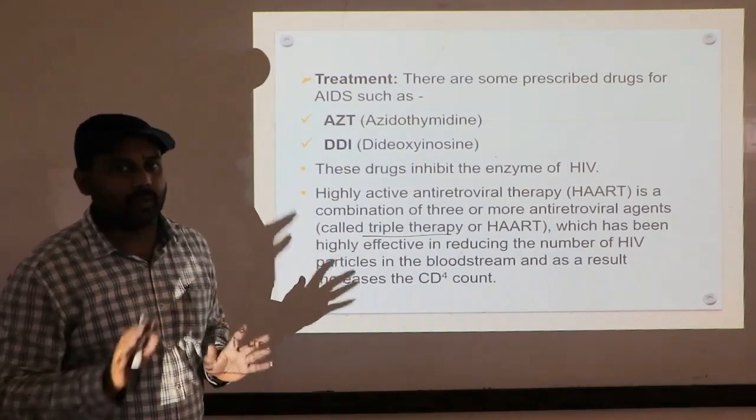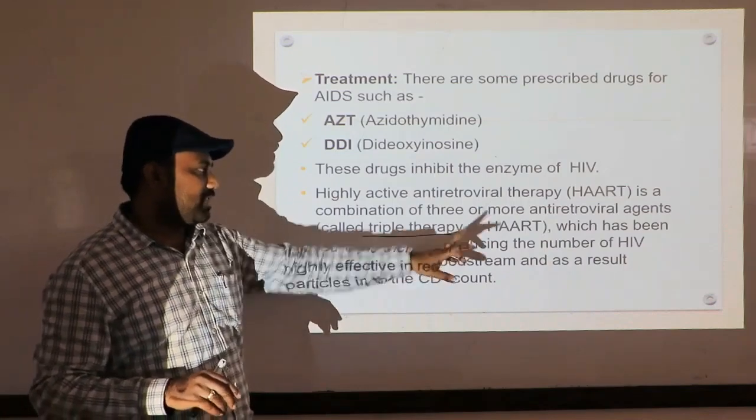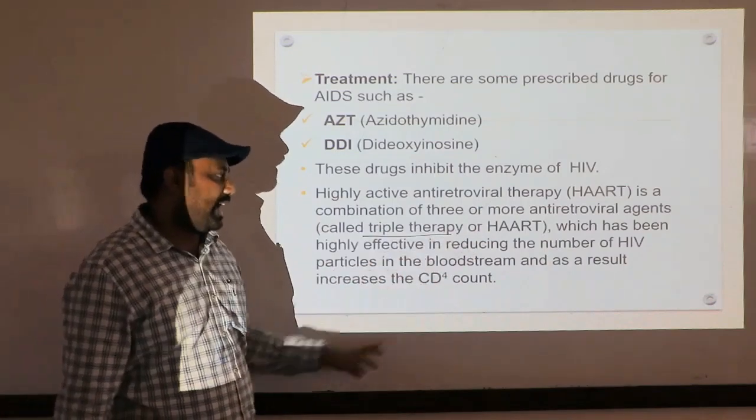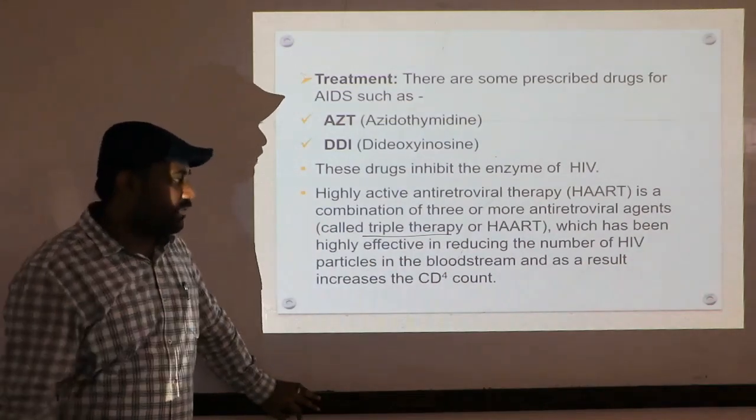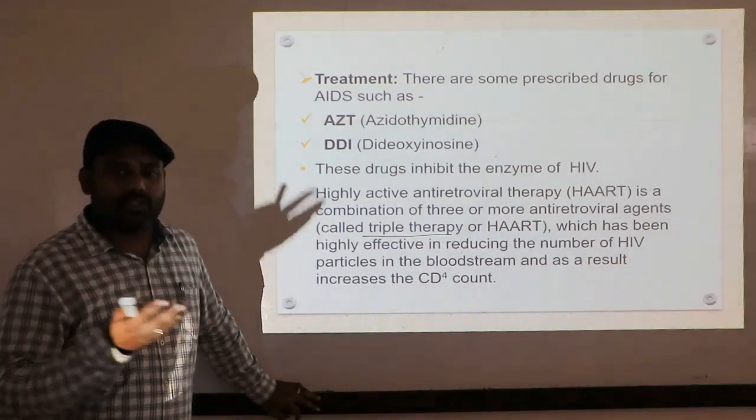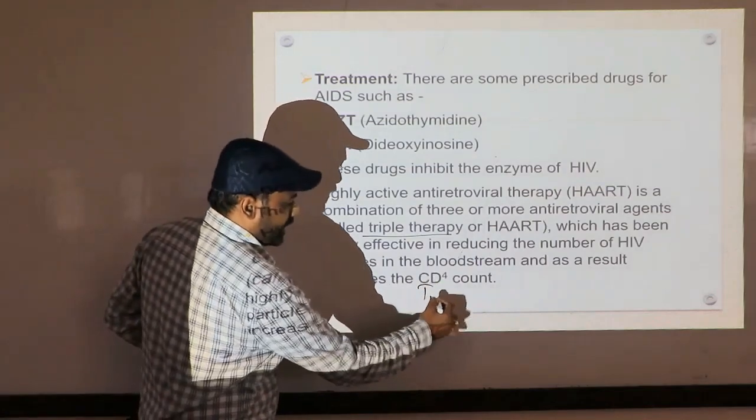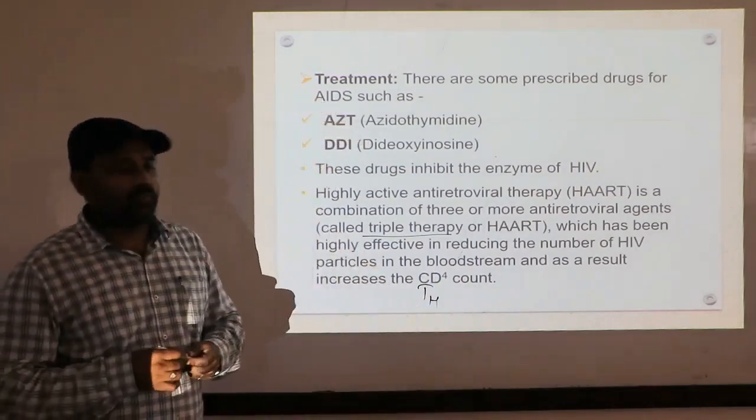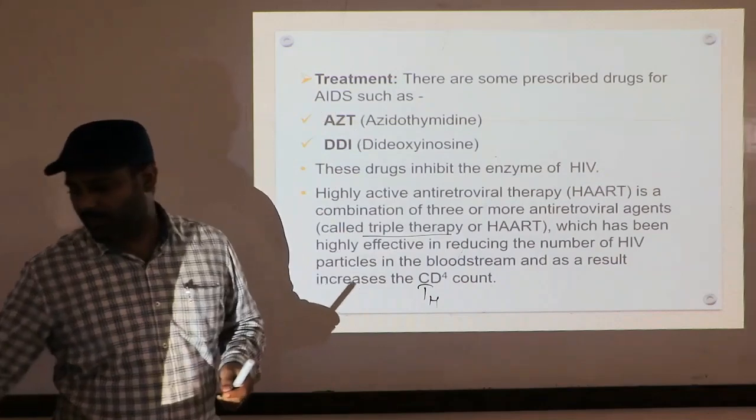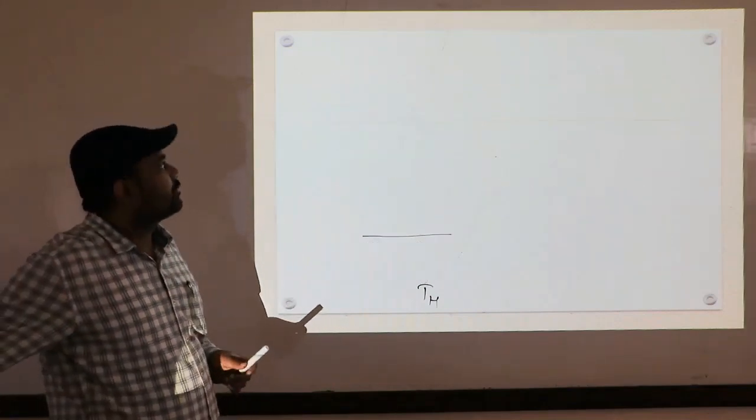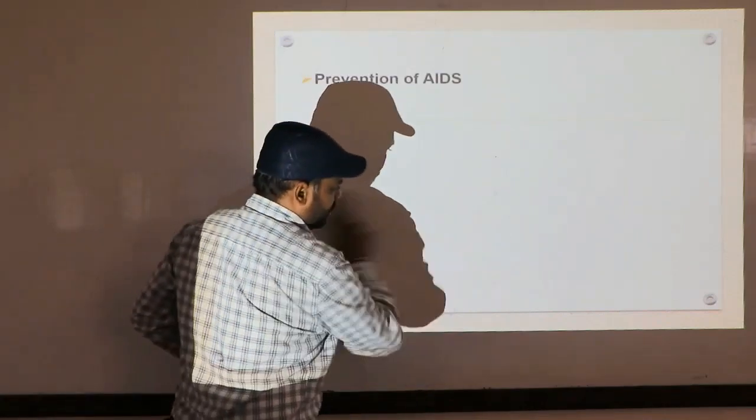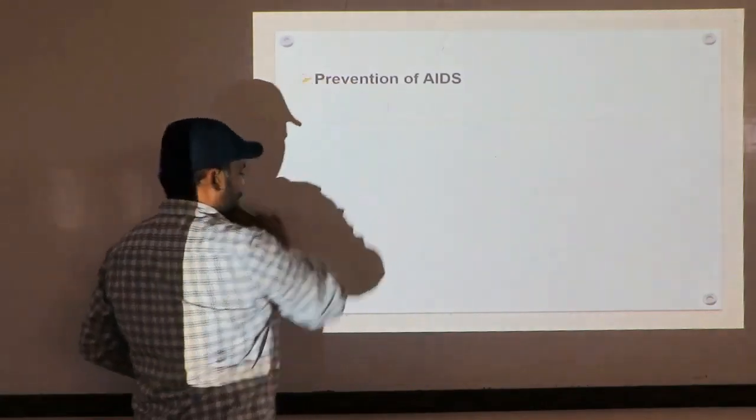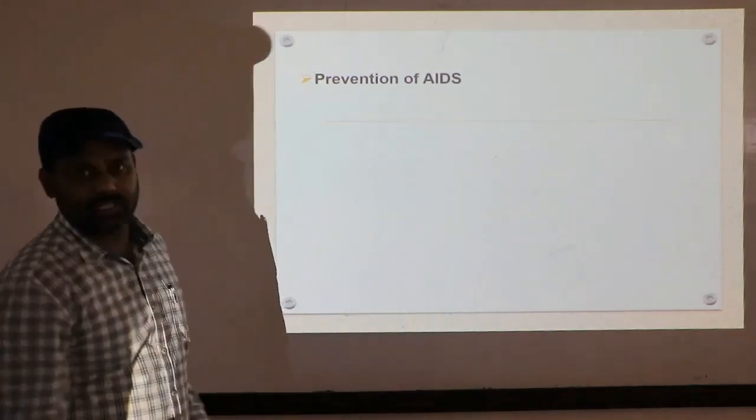It is not at all possible. Clear? So we reduce the number of HIV particles in the bloodstream, and as a result the CD4 count increases. I told you CD4 refers to TH cells. Clear? So by means of this we can increase the number of TH cells. Next, prevention of AIDS. We already discussed this in 10th standard.